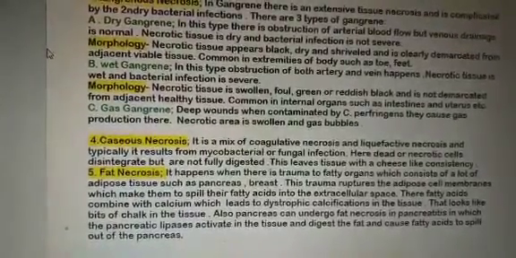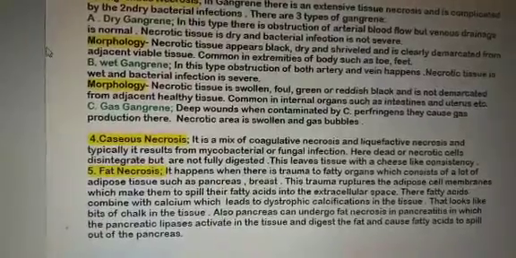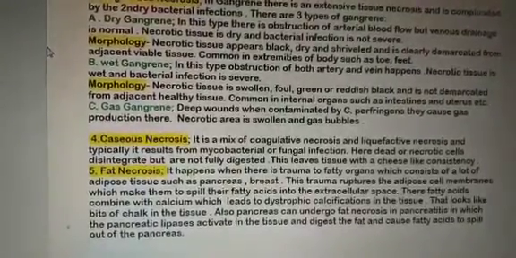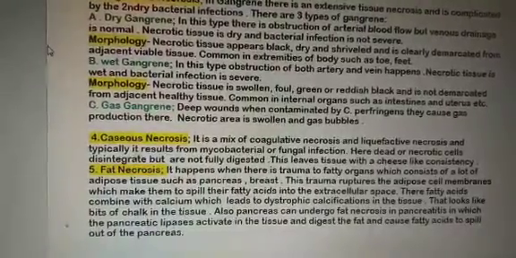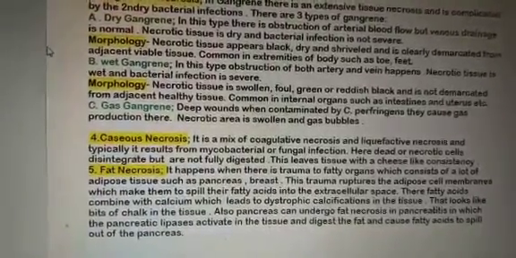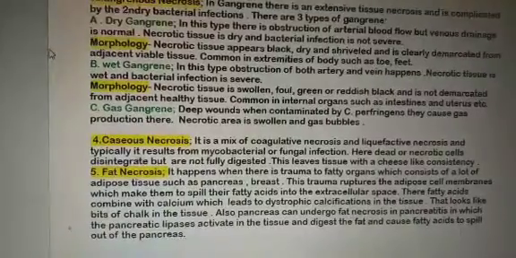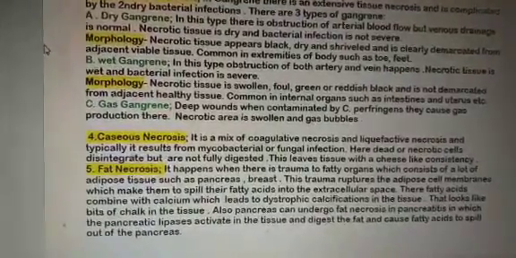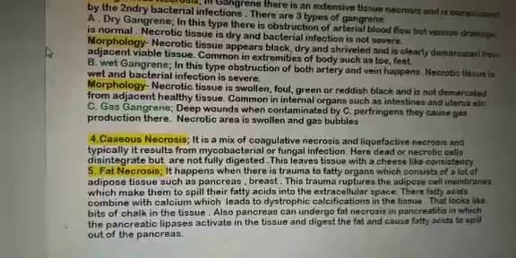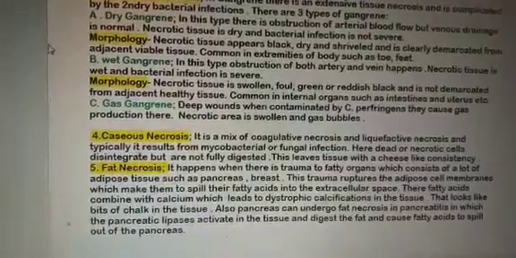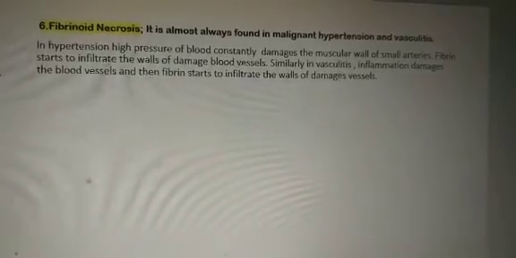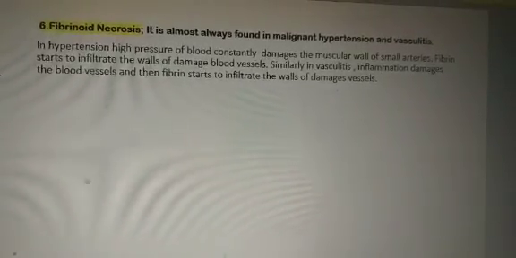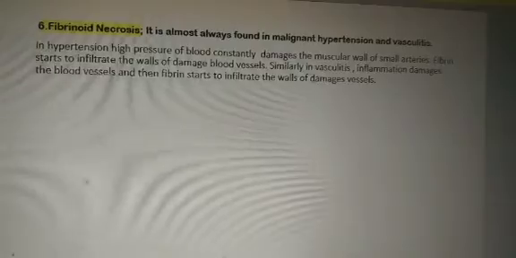It gives a chalk-like consistency to that broken fatty tissue, and that is commonly seen in the pancreas, as in the case of acute pancreatitis or chronic pancreatitis, where the lipase is activated in the tissue and digests the fat and causes fatty acids to spill out of the pancreas. So fibrinoid necrosis is the last type of necrosis that we are going to discuss here.